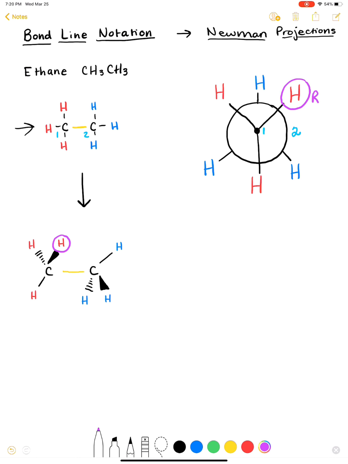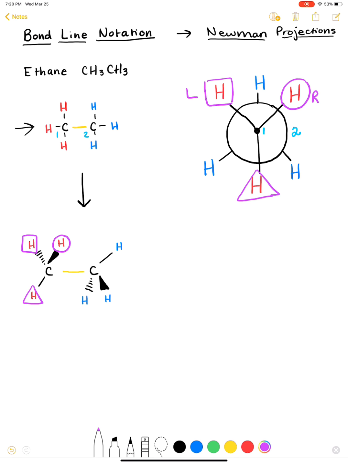The other hydrogen above carbon 1 on the dash is going into the plane of the board. This is represented on a Newman projection as coming out to the left. The last hydrogen in the plane of the board is coming straight down. This is represented on a Newman projection like this.